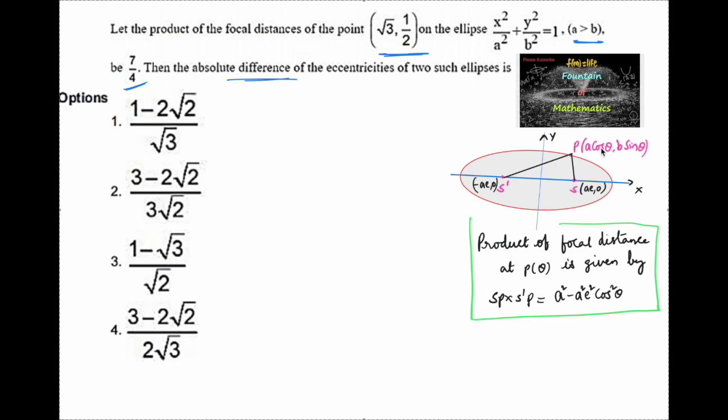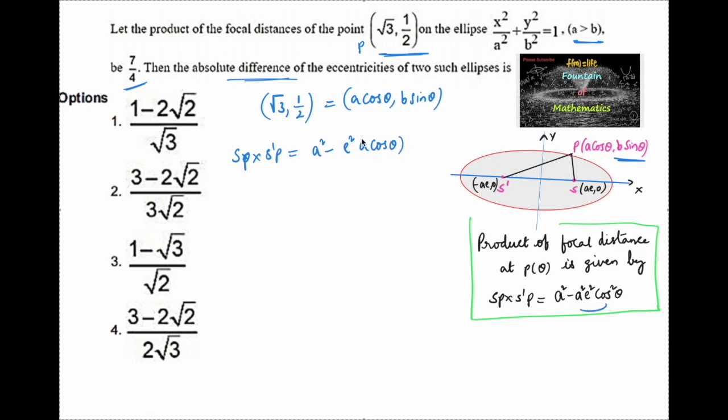So we know that if theta is the parametric coordinate, a cos theta and b sin theta, then the product of focal distances at the point theta is given by SP into S'P is equal to a square minus a square e square cos square theta. So let us use this formula here. Here (root 3, 1 by 2) is the point. Let us consider it to be a cos theta and b sin theta, so that the product of the focal distances SP into S'P is equal to a square minus e square into a square cos square theta.